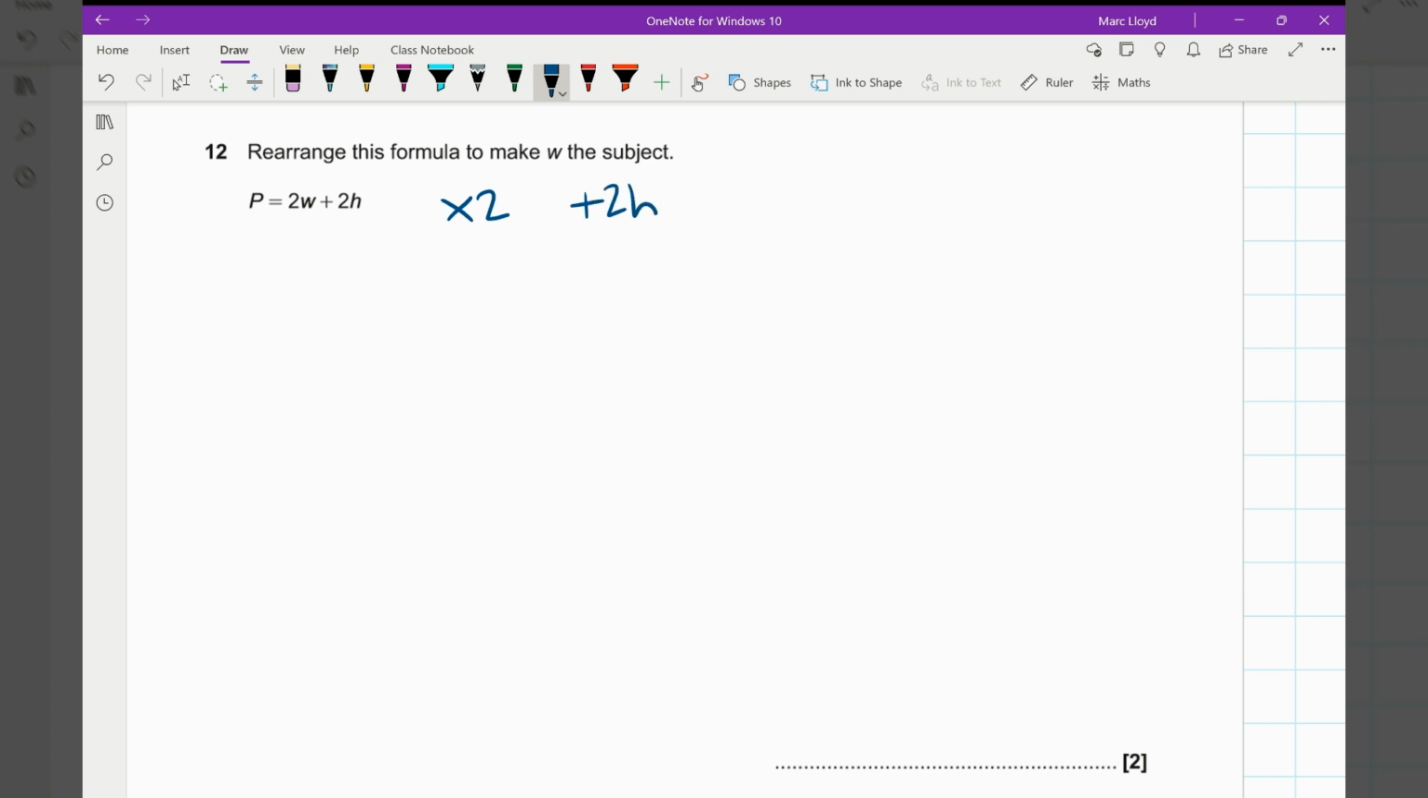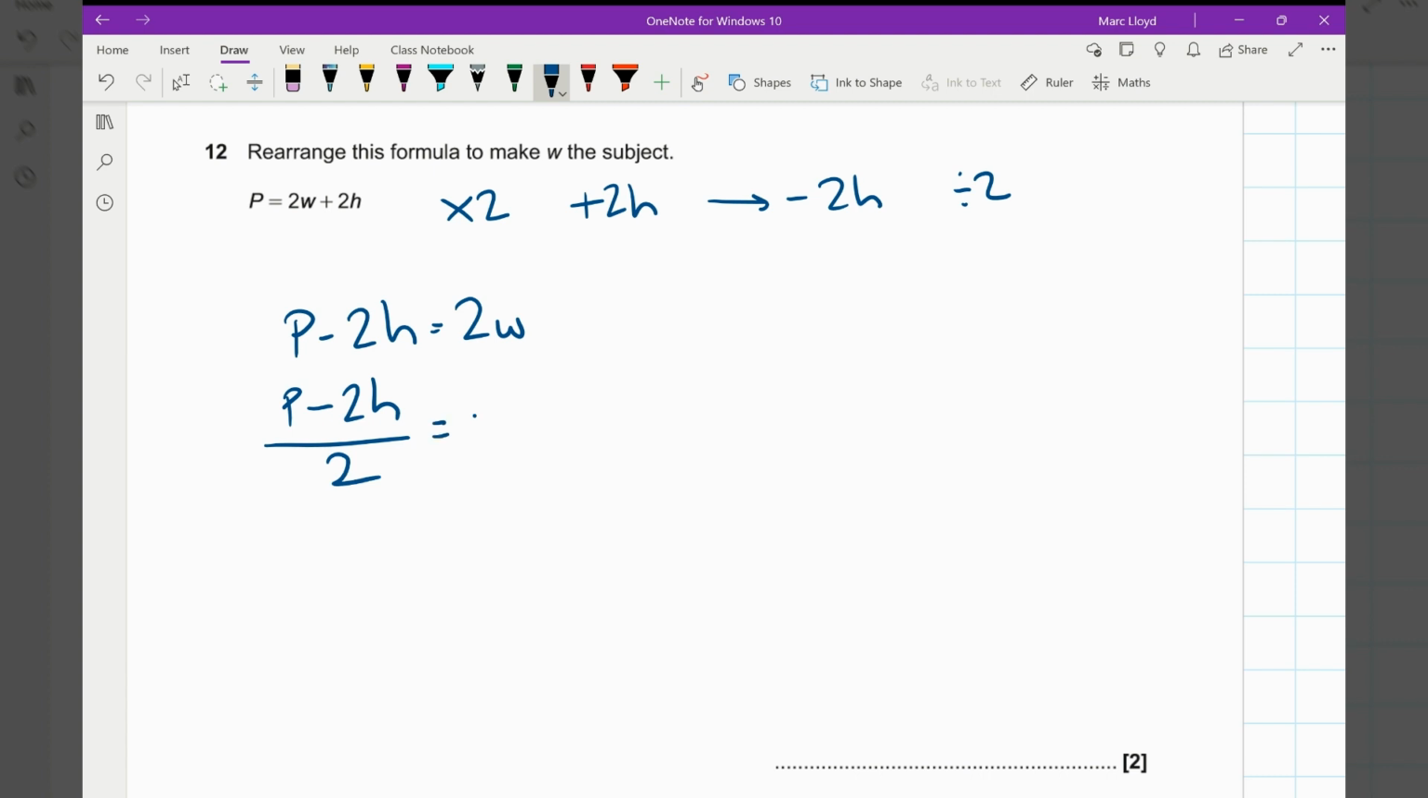So we need to do the opposite and the reverse of that process, which would be take away 2H and divide by 2. So the first step is to take away 2H, and that has to happen on both sides. And then we divide throughout by 2, giving us P take away 2H divided by 2 equals W.